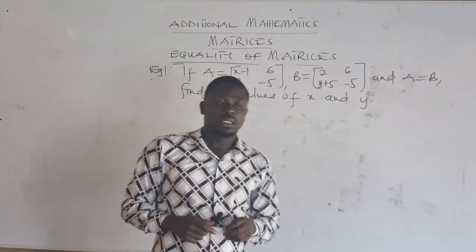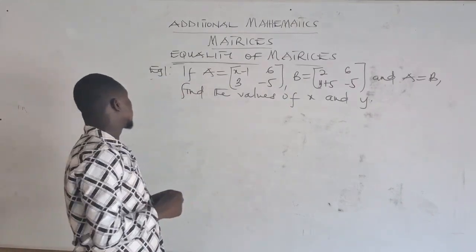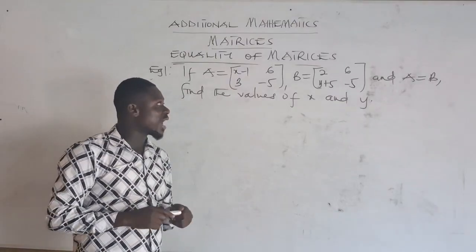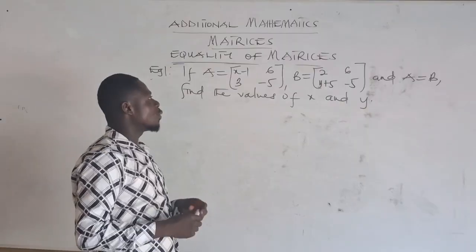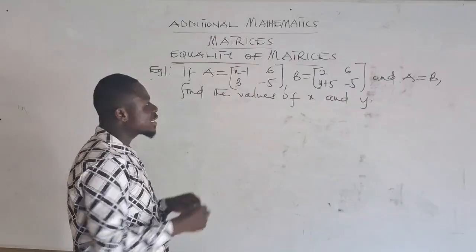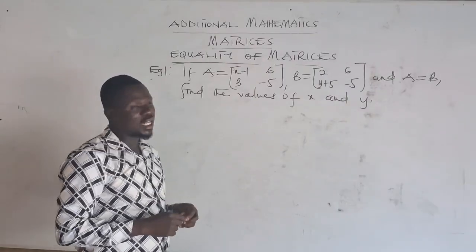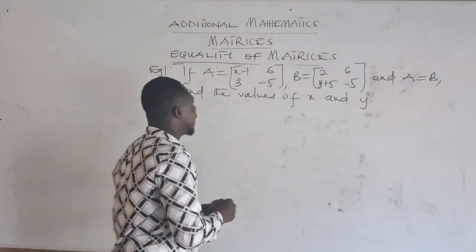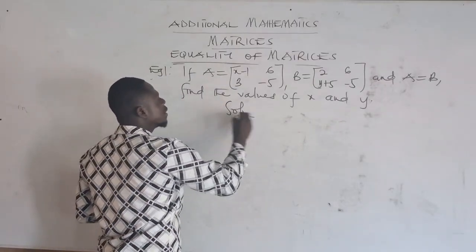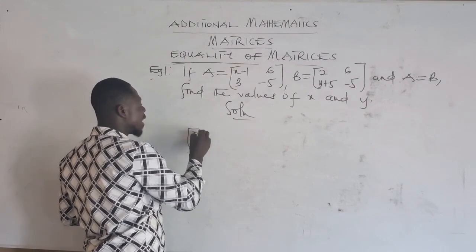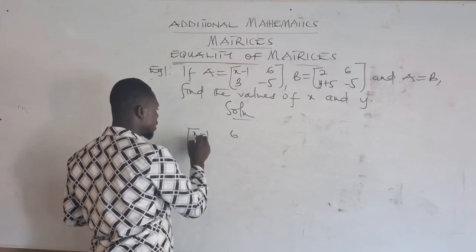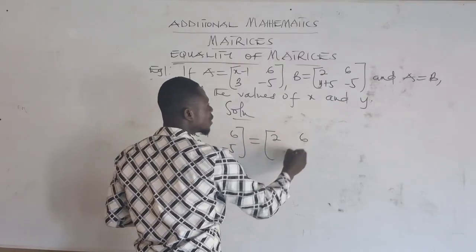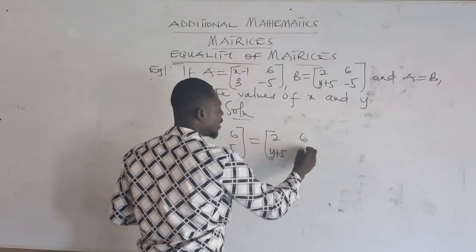Now let's look at our first example for today. Example 1. If A is equal to x minus 1, 6, 3, negative 5, B is equal to 2, 6, y plus 5, negative 5, and A is said to be equal to B, find the values of x and y. The condition says that A is equal to B. It means that our matrix A, which is x minus 1, 6, 3, negative 5, will be equated to 2, 6, y plus 5, negative 5.